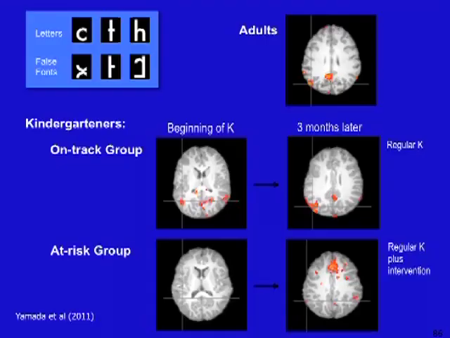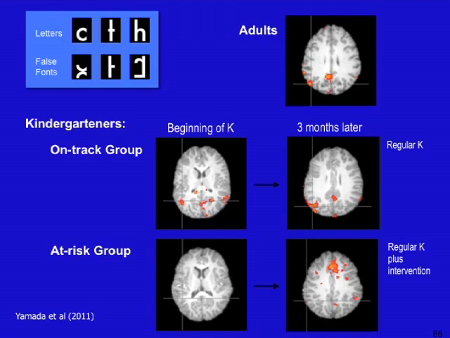So we put them in the MRI machine. These are five-year-olds, and it's a functional study as well as structural, but we presented them just with a list of letters and false fonts, things that look like letters, but all they had to do was press a button when anything repeated. So all they had to do was have good form perception. They didn't have to know anything about letters, you know what I mean?